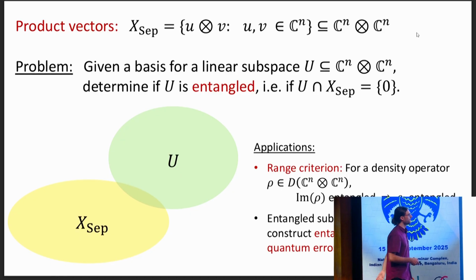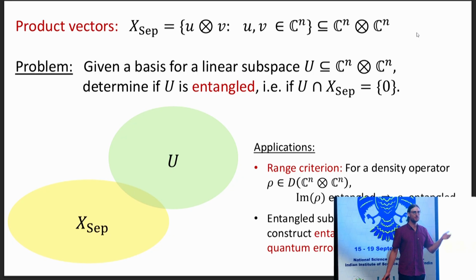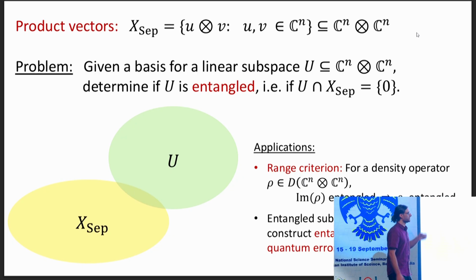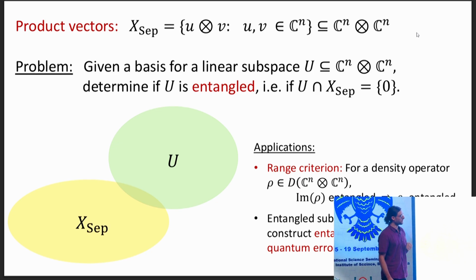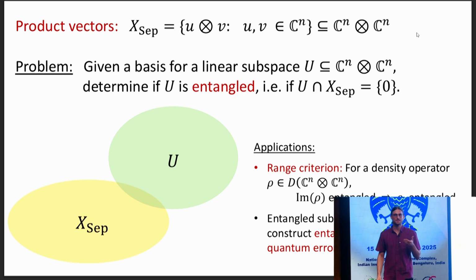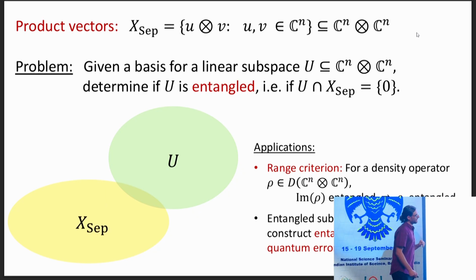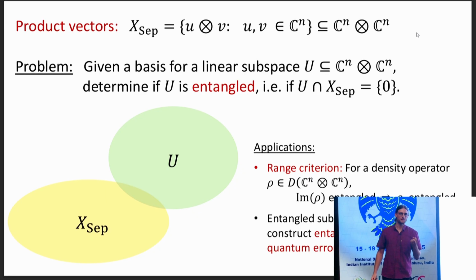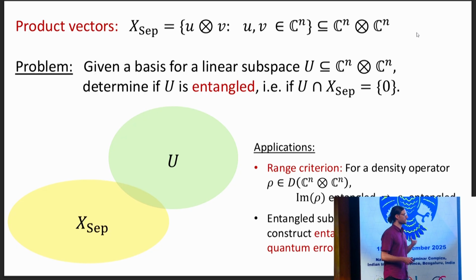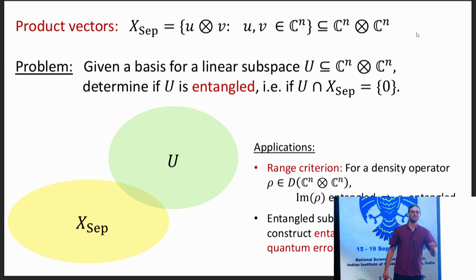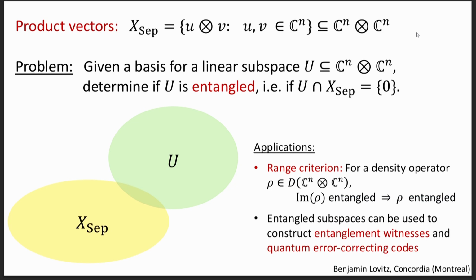But this problem is motivated in quantum information theory. It shows up in a lot of areas. An immediate application is what's called the range criterion for certifying entanglement of mixed quantum states. If you have a mixed quantum state rho that is supported on an entangled subspace, then that state rho must be entangled. So it gives you a certificate of entanglement of mixed states. The problem is actually NP hard, though.